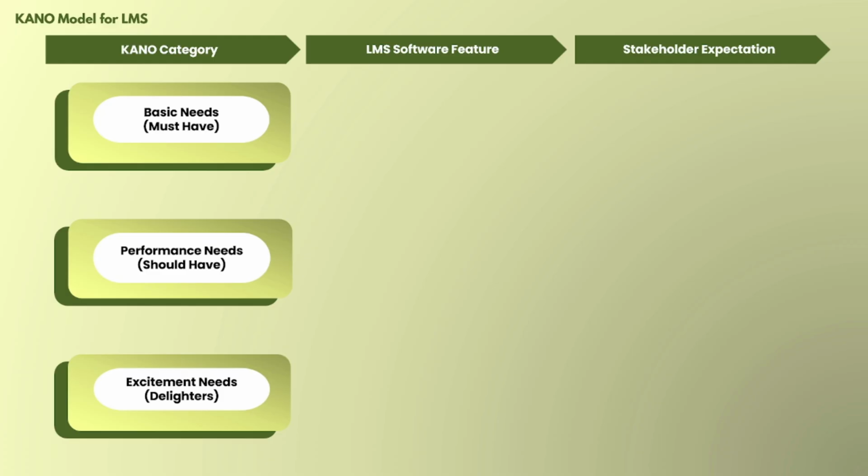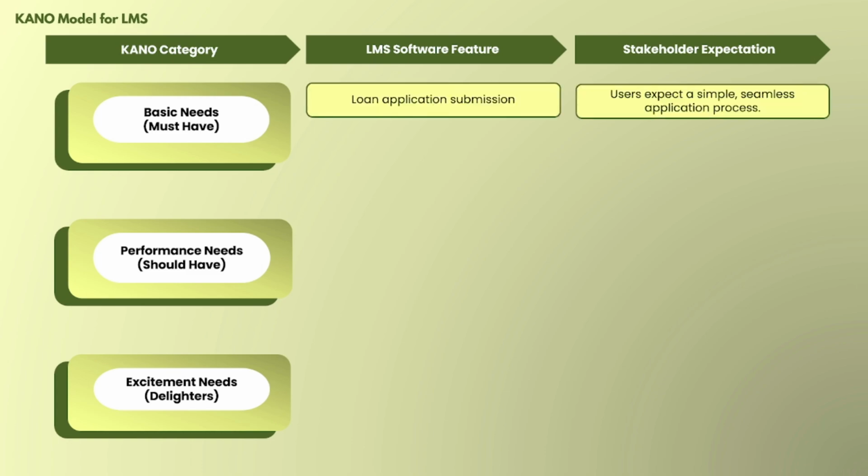and see what features are there and what the stakeholder expectations are. Well, loan application submission. The stakeholder expectation here is that the user expects a simple, seamless application process. So this is a must-have feature, and it's our responsibility to develop it.